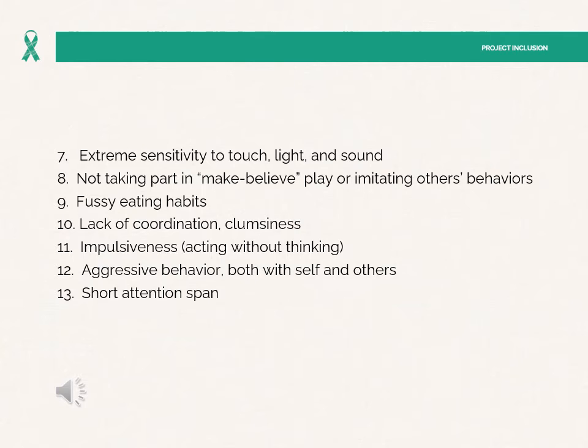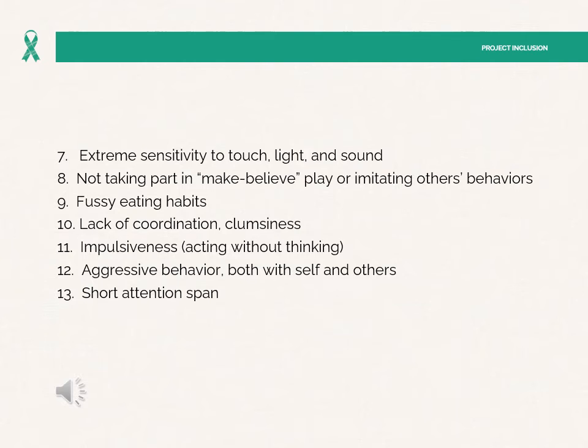10th, lack of coordination and clumsiness. 11th, impulsiveness. These two again are very common in other neurodevelopmental disorders also. 12th, aggressive behavior both with self and others. Teachers, self-harm comes as a very major sign and symptom when we talk about autism spectrum disorder.